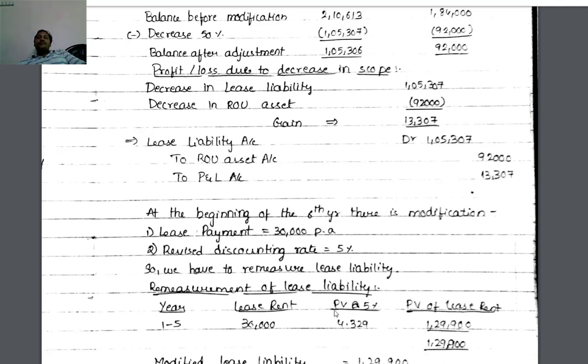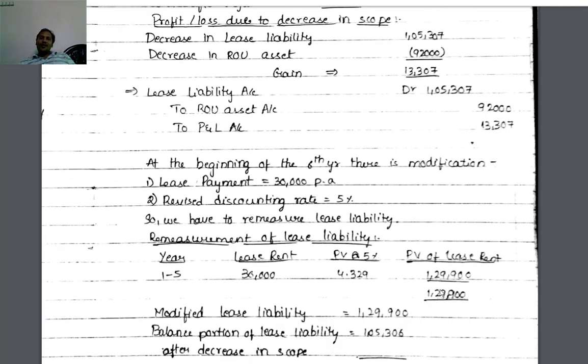30,000 per annum, discounting at 5%, the revised discounting rate, with repetitive cash flows. So the annuity factor for 5 years at 5% is 4.329. Then the present value of the lease rent is 1,29,900. So the modified lease liability comes to 1,29,900. Revised lease liability, or modified lease liability.